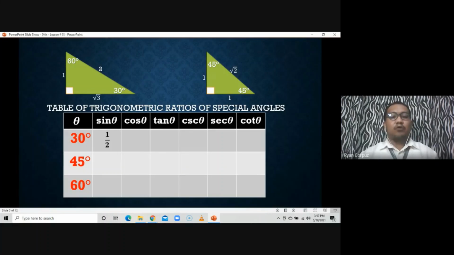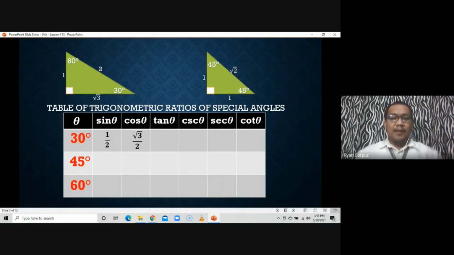Next, how about cosine 30 degrees? Again, instead of theta we use the exact measure of the angle. So for cosine 30 degrees, we are still focused on the 30-degree angle. What is the ratio of cosine? That is adjacent over hypotenuse. What is the measure of the adjacent side? That would be square root of 3, while the hypotenuse measures 2. So the ratio of cosine 30 degrees is square root of 3 over 2. Are you following so far?